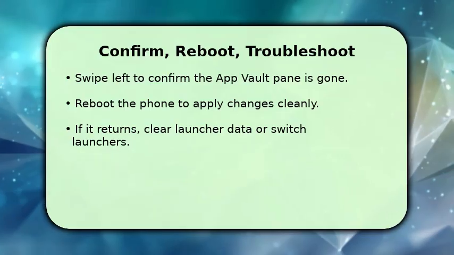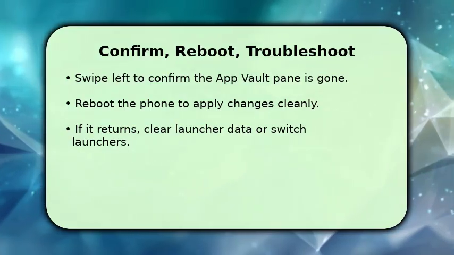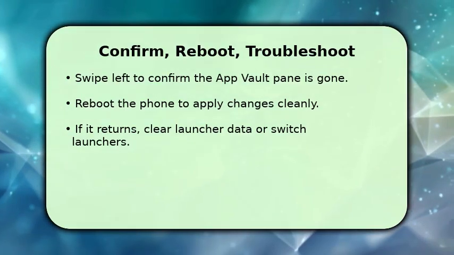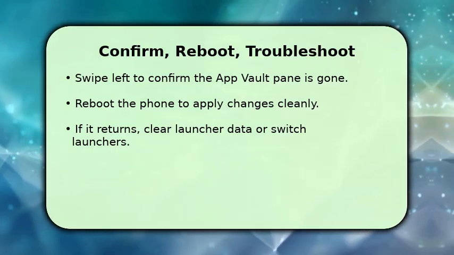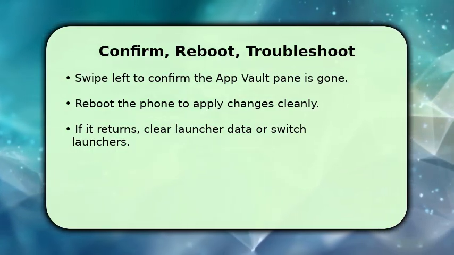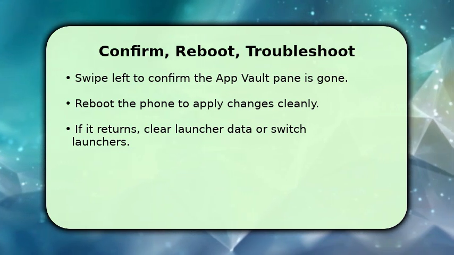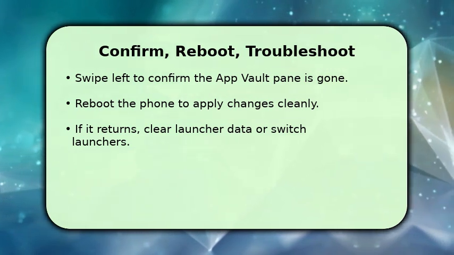Finish by swiping left on the home screen to confirm App Vault is gone, and then reboot the phone to ensure settings persist. If App Vault still appears after restart, go to Settings, Apps, Manage Apps, find the System Launcher or Home app, and clear cache and data.